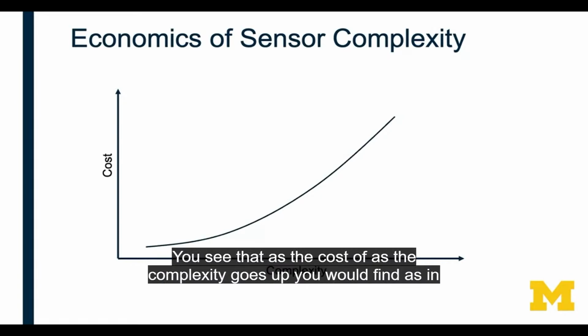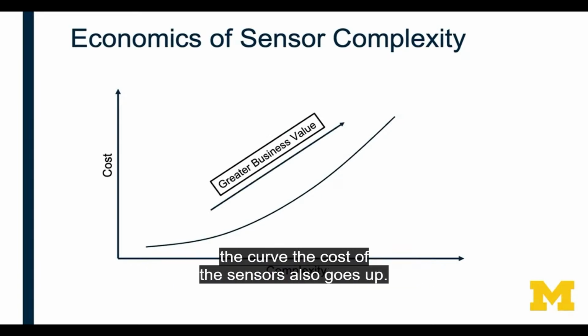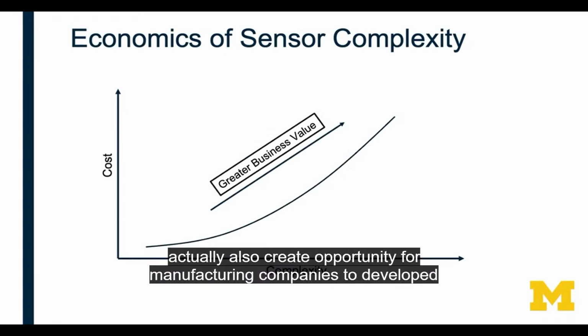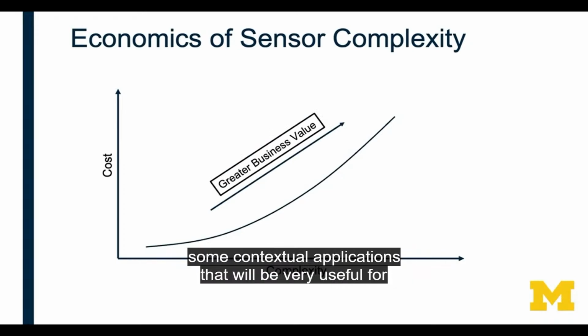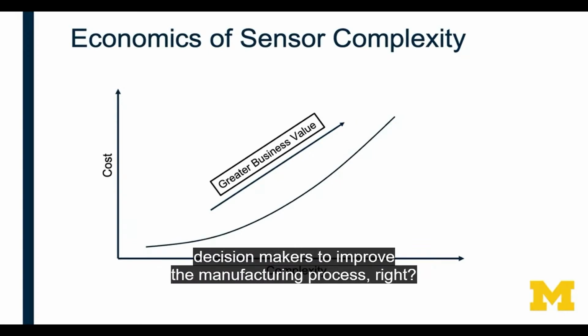You'd see that as the complexity goes up, as in the curve, the cost of the sensors also goes up. More interestingly, we have to understand that it is the complex sensors that also create opportunities for manufacturing companies to develop contextual applications that will be very useful for decision makers to improve the manufacturing process, right?